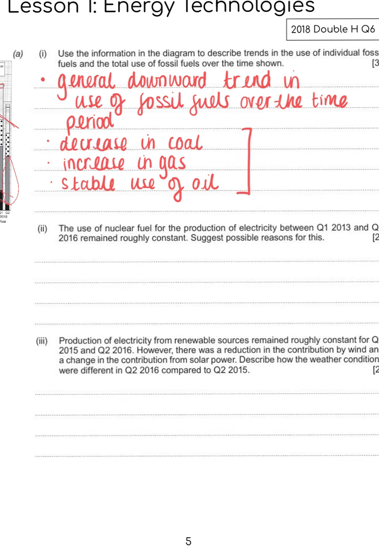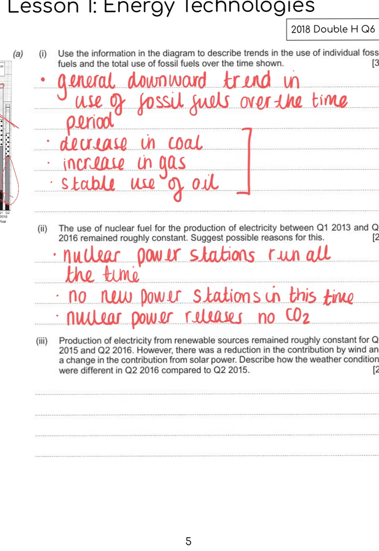And then for part II, the use of nuclear fuel for the production of electricity remains roughly constant, suggest possible reasons for this. It's only 2 marks, so I probably would do the top 2 points here. That's nuclear power stations are running all of the time, and that there were no new nuclear power stations in this time from 2013 to 2016. But you can also comment on the fact that nuclear power releases no CO2.